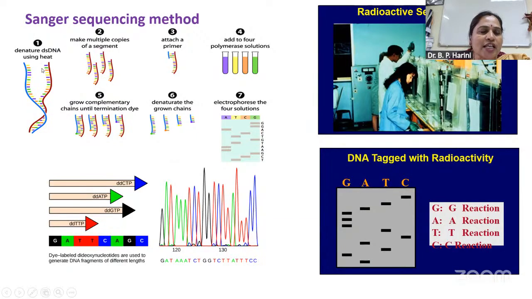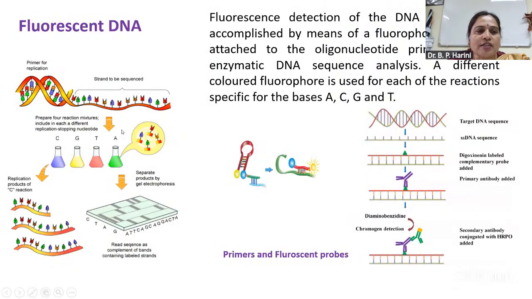So DNA double-stranded denaturation has to take place, followed by making multiple copies of a segment of DNA, then the primer has to be attached along with the polymerase, followed by polymerase chain reactions, growing complementary chains until termination, denaturation of the grown chains, and electrophoresis for the 4 molecules. So this is the fluorescent DNA technology, wherein the primer for replication has been used, and these are the strands that have to be sequenced. Then we need to have the preparation of 4 reaction mixtures, and all this will include the enzymatic reaction that takes place to have the target DNA sequencing, followed by single-stranded DNA sequencing. Then the labeled complementary probe has been labeled here. Then primary antibodies get added on, and thereby secondary antibodies get conjugated, and then ultimately primers and fluorescent probes are made.